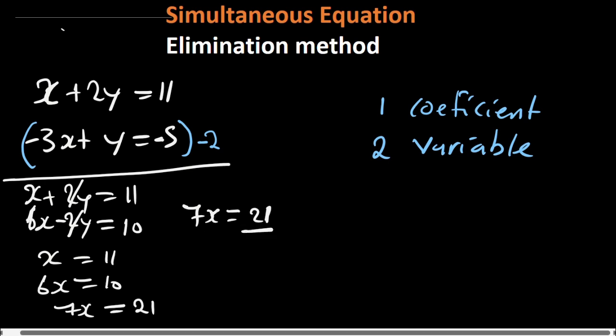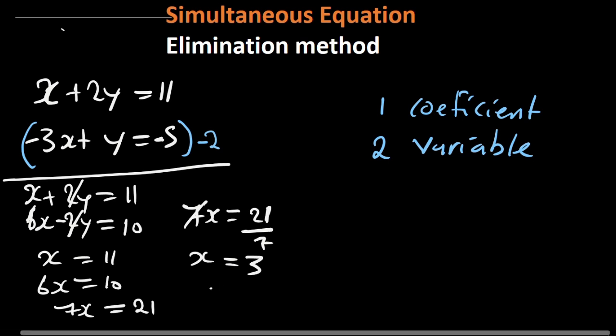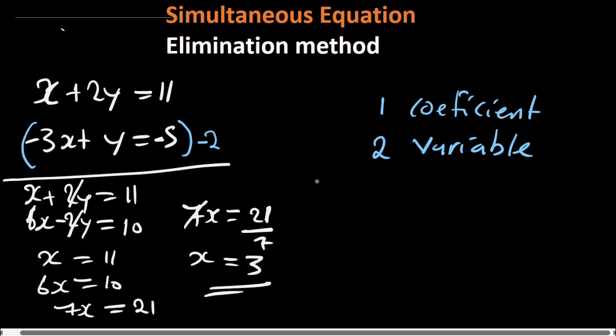What is x? You can divide this 21 with 7, so that we cancel out, we remain with x. So you see that you get x equals to 3. This is our x value. Now let's go on and find y.